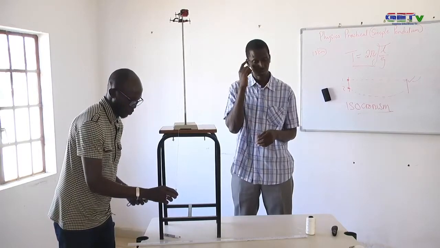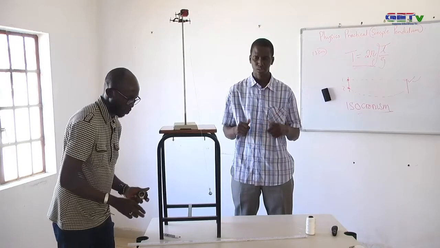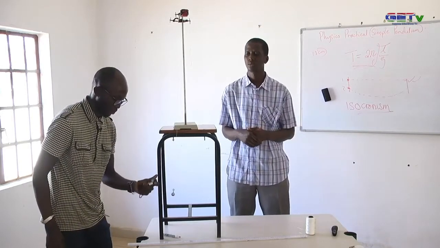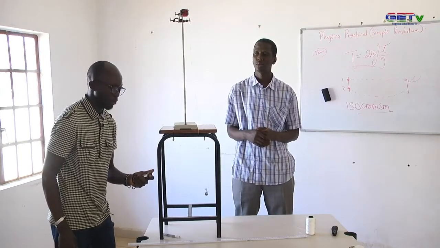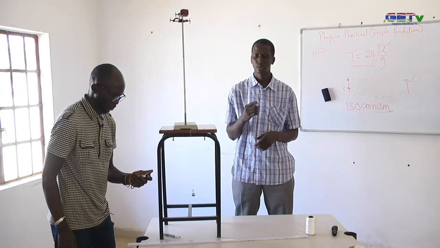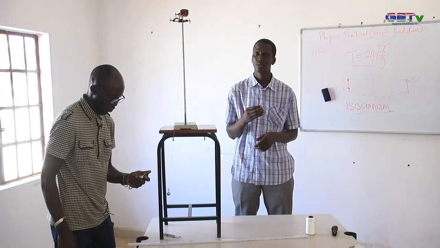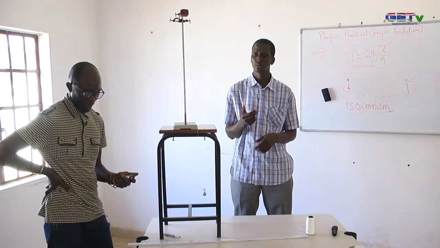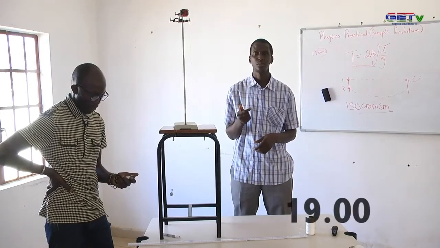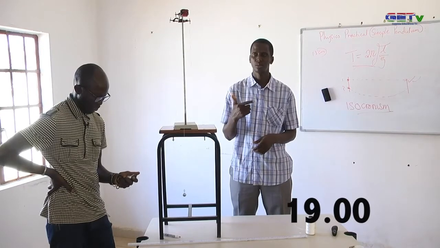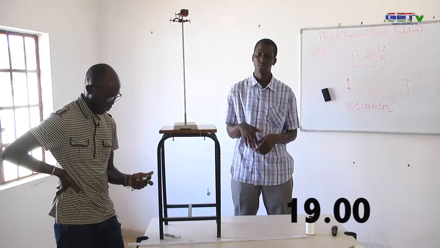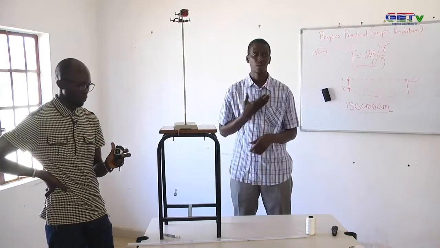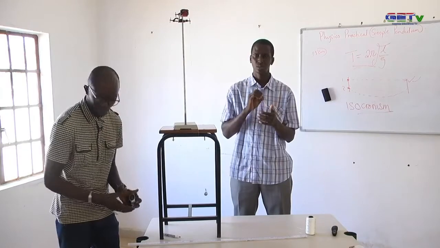So we displace it through small angles. We allow it to go. And now we can take our reading. I will punch my stopwatch now. 1, 2, 3, 4, 5, 6, 7, 8, 9, 10. I'll stop my stopwatch now. What I have is 19.00. That is what I have.